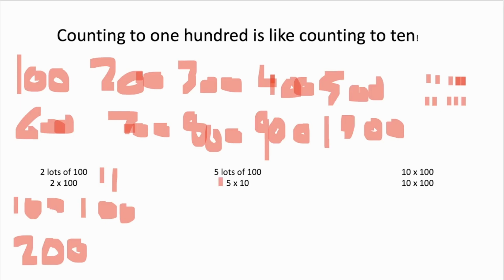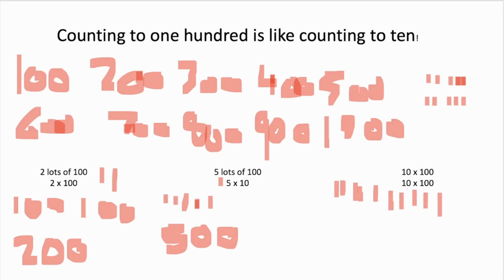But if we have 5 lots of 100, or 5 times 100, we have 1, 2, 3, 4, 5. So 5 lots of 100 is 500. And same thing for the last one: 10 times 100. We could have 10 lots of 100: 3, 4, 5, 6, 7, 8, 9, 10. So 10 lots of 100 is 1,000.